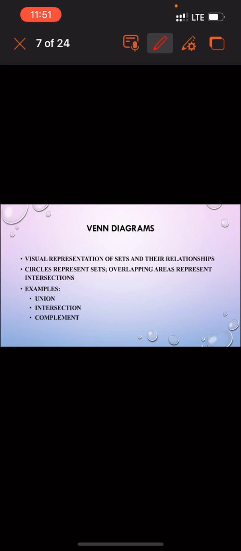Now we can see Venn diagram. We can represent the sets in Venn diagram also. This Venn diagram is nothing but the visual representation of sets and their relationships. We can represent this Venn diagram using circles, and overlapping areas represent intersections. See here, this is the set A. This is the set B. A has the elements 1, 2, and B has the elements 1, 2 till 5.